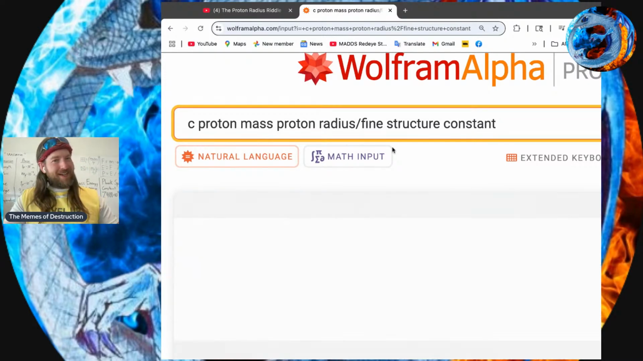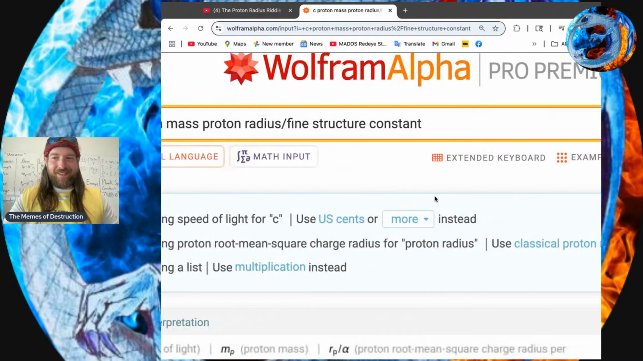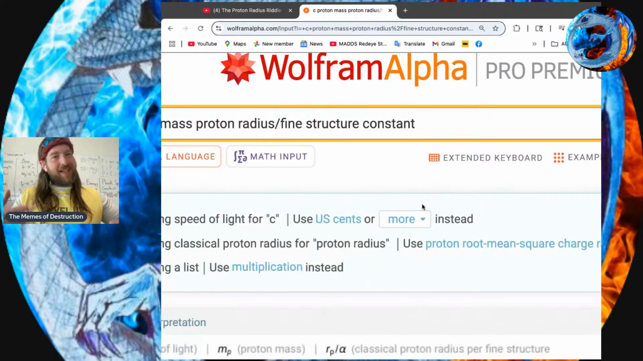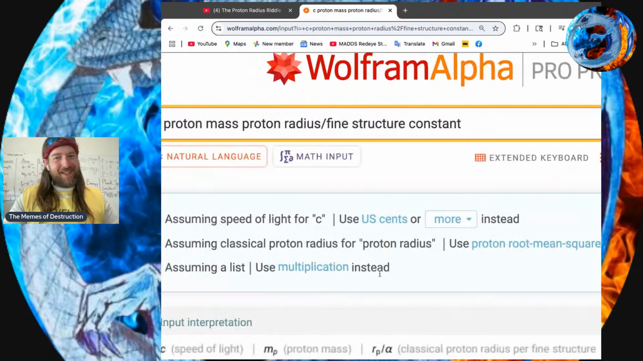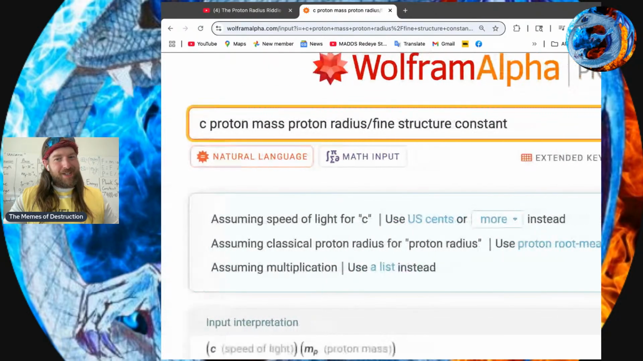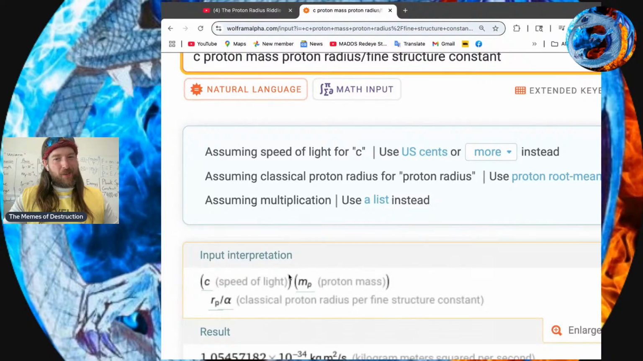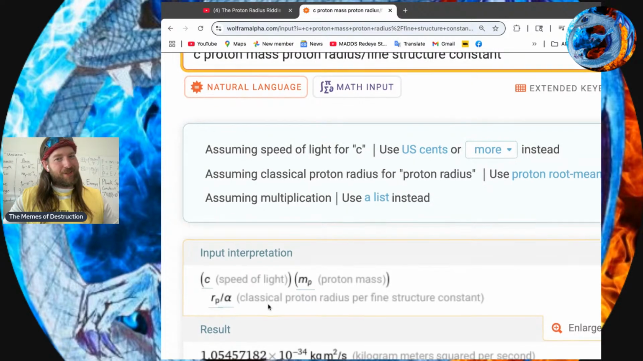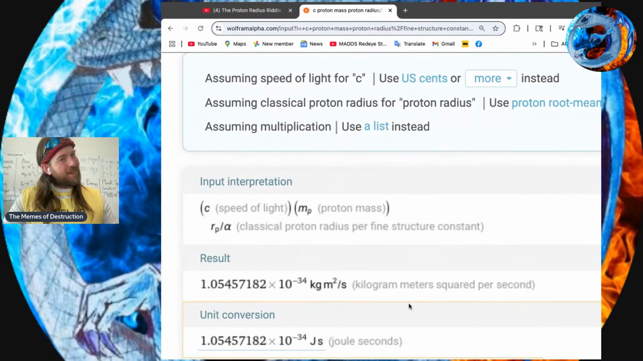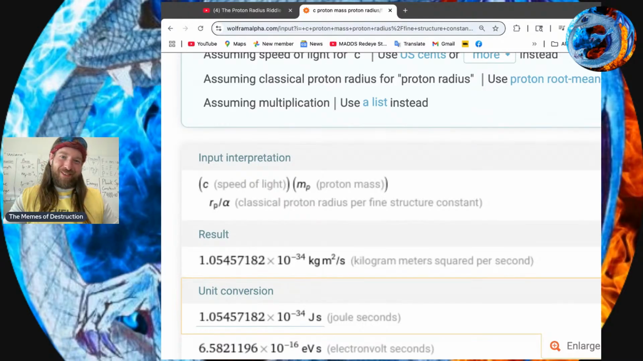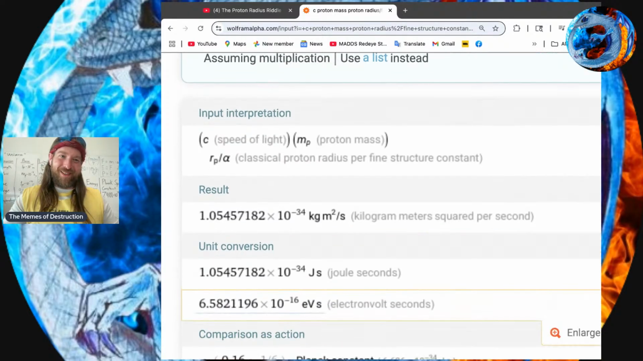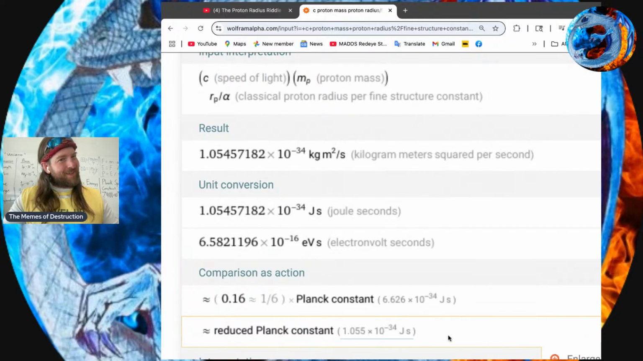Okay. We put that in, and now we're going to have to validate these all other things. So again, it's going with the most likely terms there. So we're using the classical radius. We're doing multiplication. Okay. So what do we got now? We got the speed of light times the proton mass times the classical proton radius divided by alpha, the fine structure constant. What do we get? Now, for those of you that have gone down Wolfram holes, some of these numbers might look quite familiar. Why? It's got approximately 9-digit agreement with hbar, Planck's reduced constant.